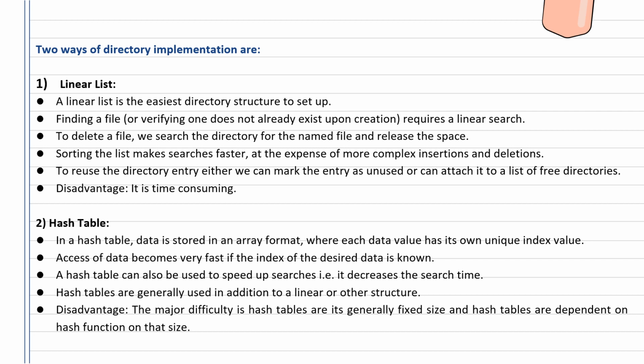The second is hash table. In a hash table, the data is stored in an array format where each data value has its unique index value. The access of data becomes really fast if the index is known. A hash table can also be used to speed up searches, that is, it decreases the search time, addressing the disadvantage of linear list. Hash tables are generally used in addition to a linear or other structure. The major difficulty is that hash tables are generally fixed sized, and are dependent on the hash function and that size. So that is a major disadvantage.